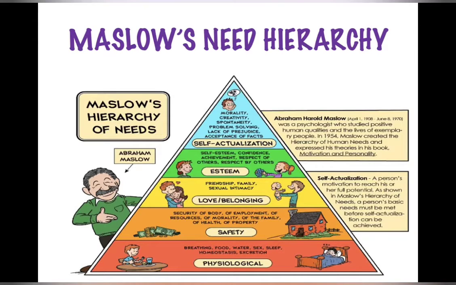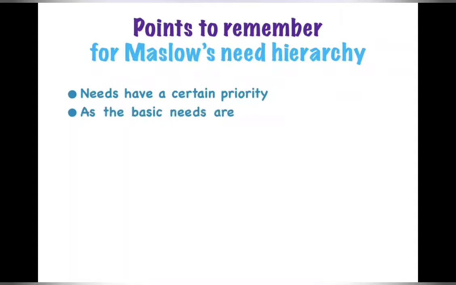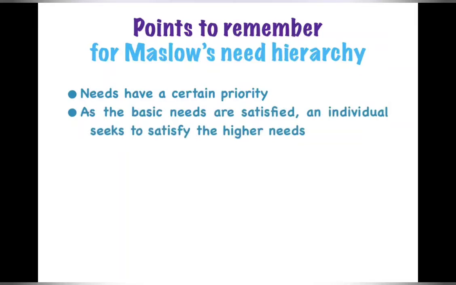Okay, let's now move on to points to remember. First, needs have a certain priority. An individual cannot first reach the self-actualization level and then move on to the physiological needs. He has to move in a certain order: from physiological needs to safety needs, to love and belonging needs, to self-esteem needs, and then self-actualization needs. As the basic needs are satisfied, an individual seeks to satisfy the higher needs. Once the physiological needs are satisfied, then an individual will move toward the safety needs.